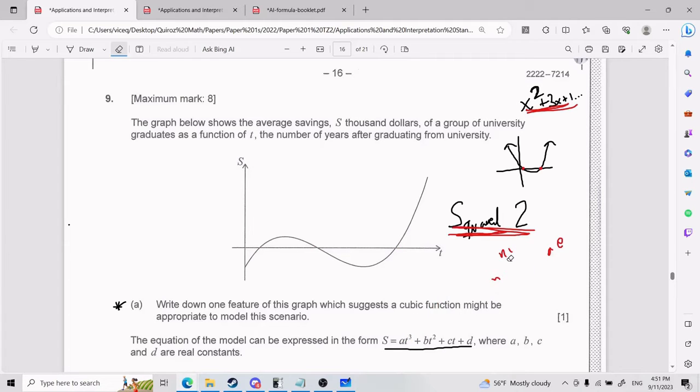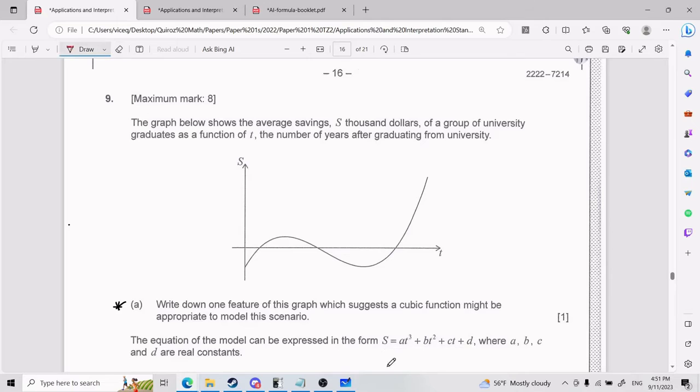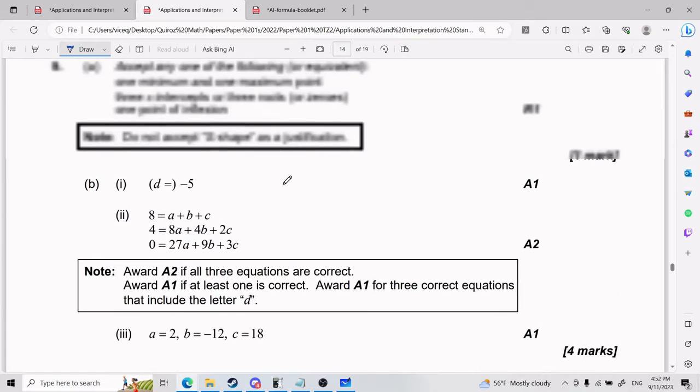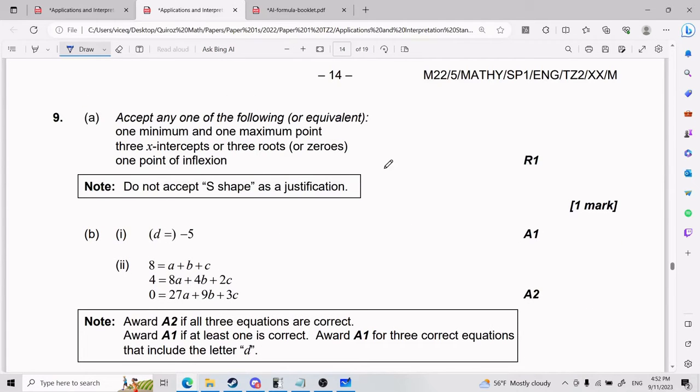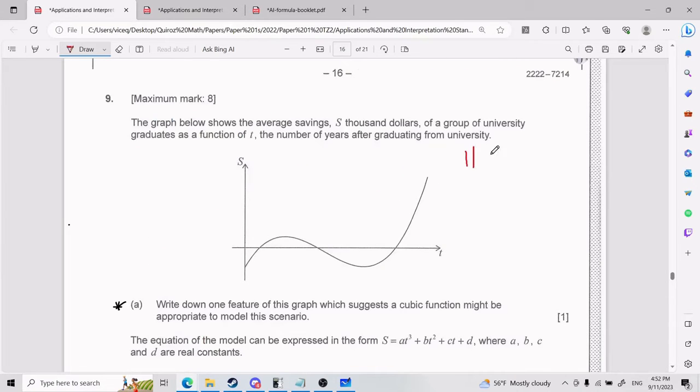Another intuitive thing, which is probably where most people would go, is that they know the cubic function is basically like an S. That is the intuition they have. This is basically like an S on its side. Now, saying that it's an S is not going to give you a point in the IB. It's not professional enough. In fact, the answer key even says, do not accept S shape as a justification. So how can this intuitive S shape be put into fancy math language?